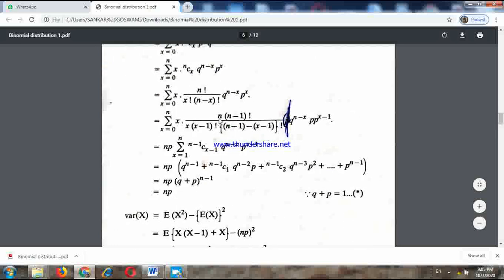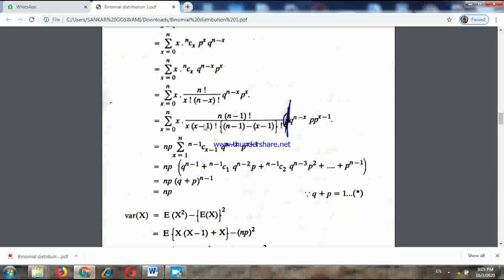So I have taken n and p outside the summation. So what remains? You can add one more line. If you are not comfortable with this, you can write one more line as (n minus 1) factorial divided by (x minus 1) factorial into (n minus 1 minus (x minus 1)) factorial. Fine? And q to the power n minus x, p to the power x minus 1.